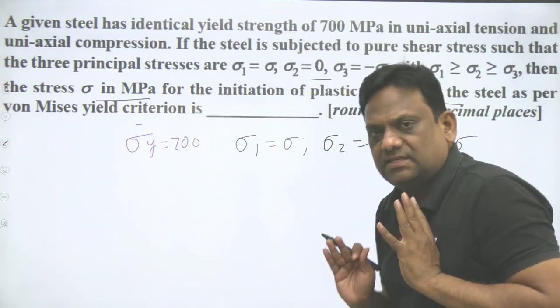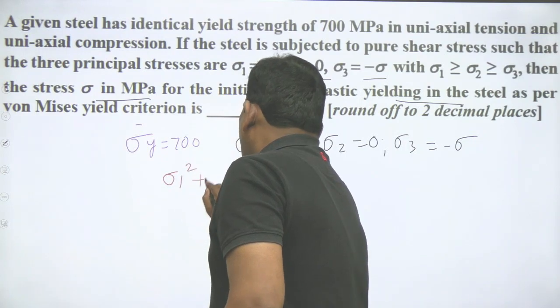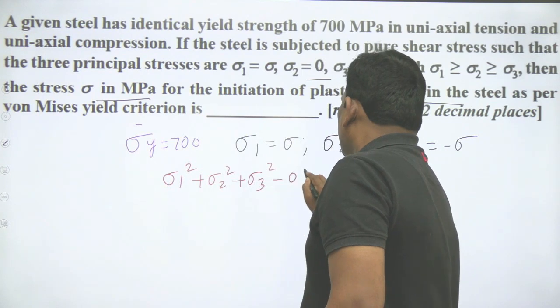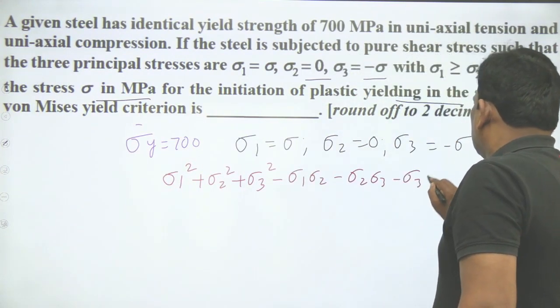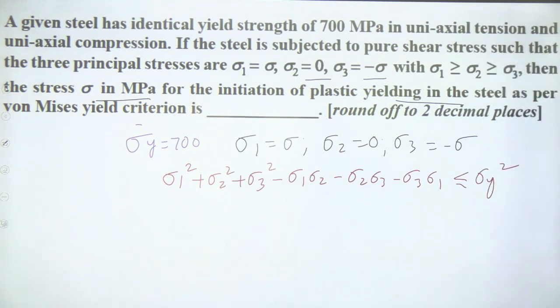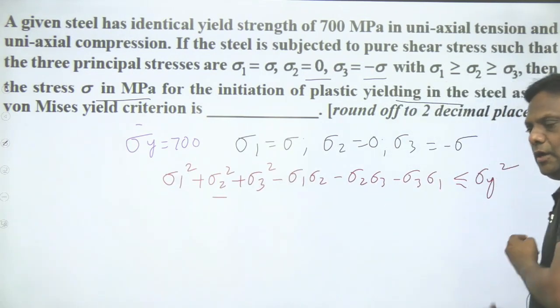As per von Mises theory, you know the yield criterion in 3D is sigma 1 square plus sigma 2 square plus sigma 3 square minus sigma 1 sigma 2 minus sigma 2 sigma 3 minus sigma 3 sigma 1, and that should be less than or equal to sigma yield square. This is our von Mises criterion. And this we call working stress.